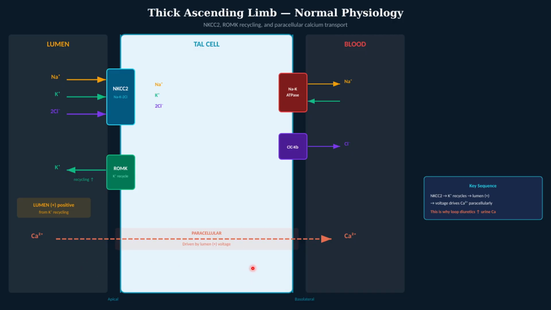You can see it at the bottom. Calcium moves between the cells, driven by the electrical gradient. No active transport needed. It's purely passive, driven by the voltage that NKCC2 and ROMK create together.